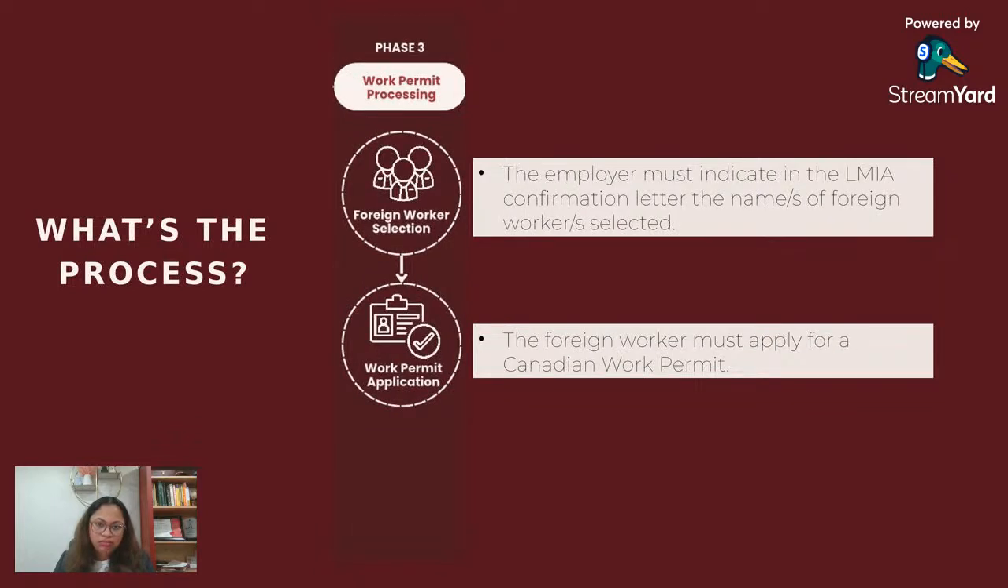The employer must indicate in the LMIA confirmation letter the name of the foreign worker selected. The foreign worker must apply for the Canadian work permit after that. So once the name has been given, the foreign worker will then apply for the Canadian work permit, which, without that, they would not be able to apply for.